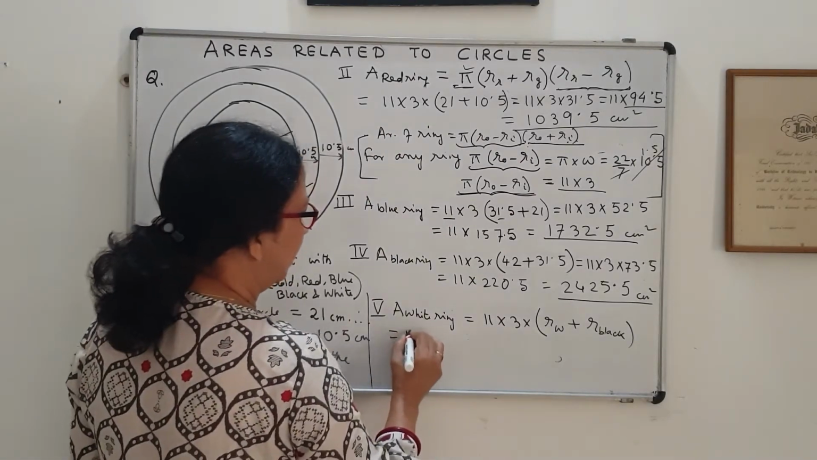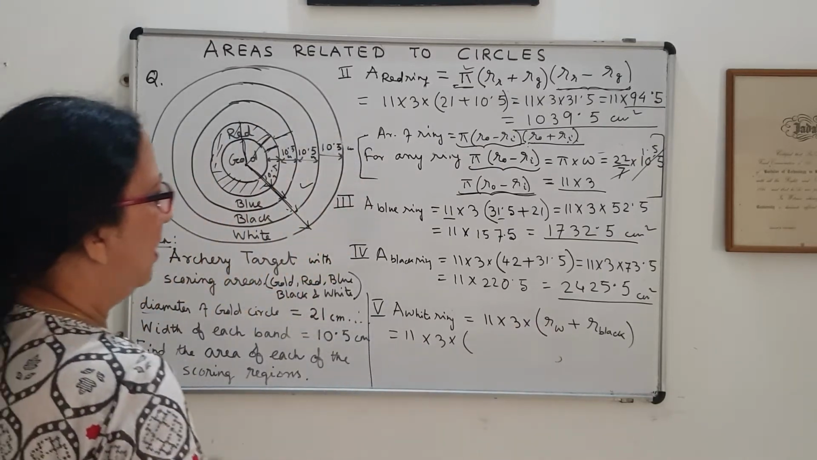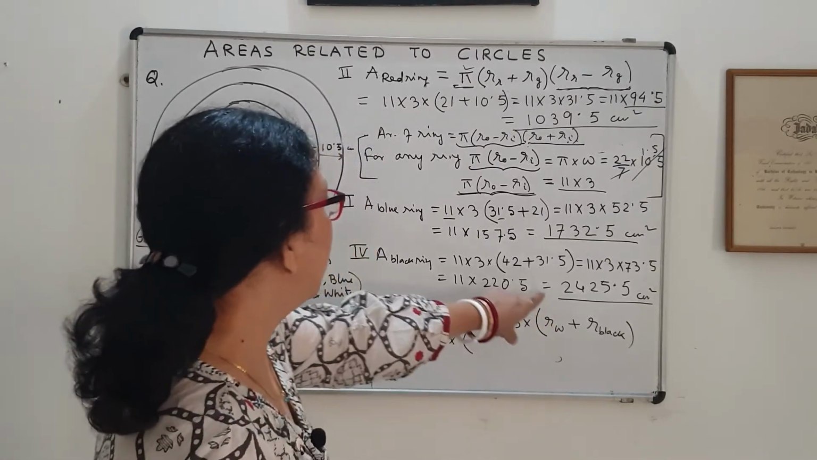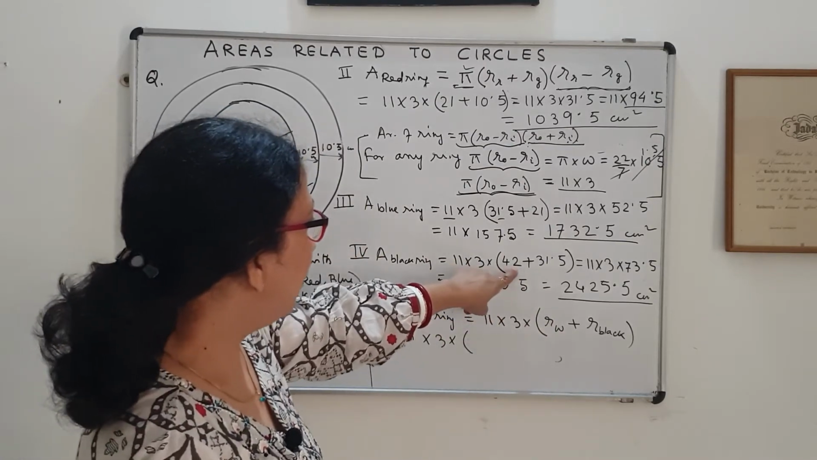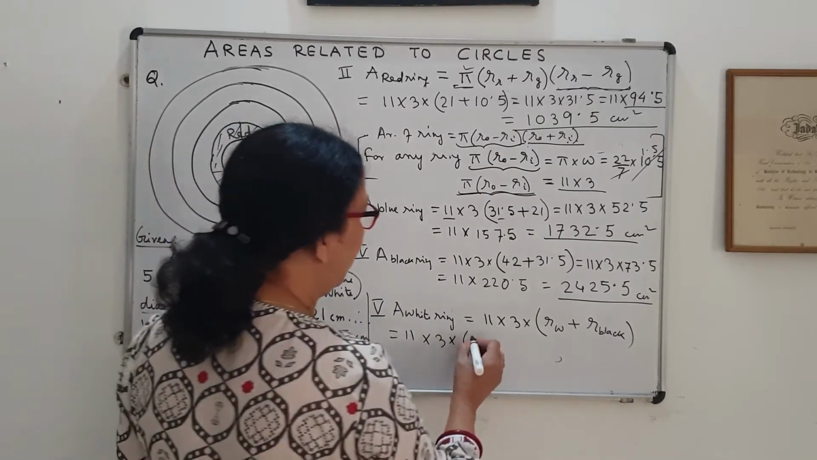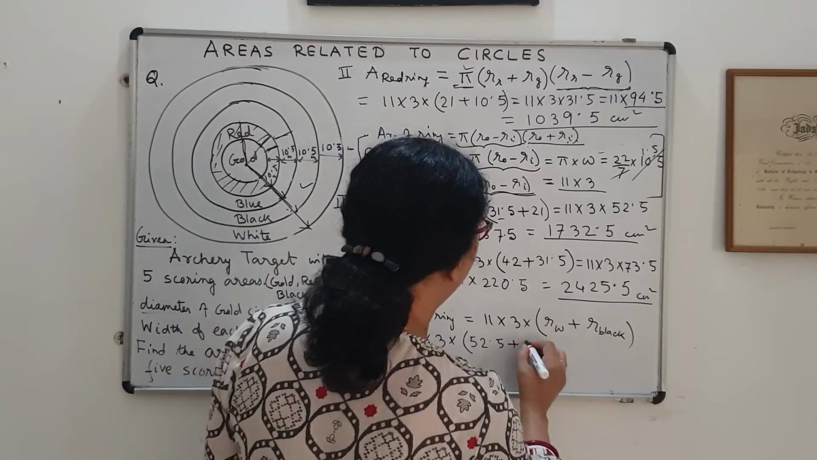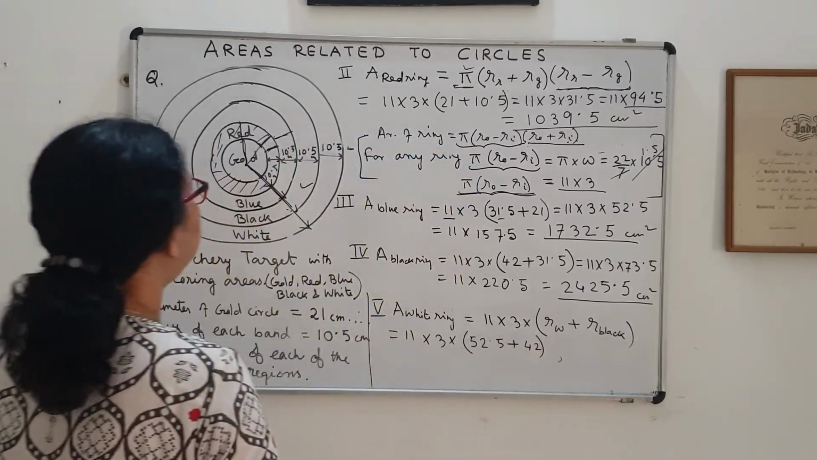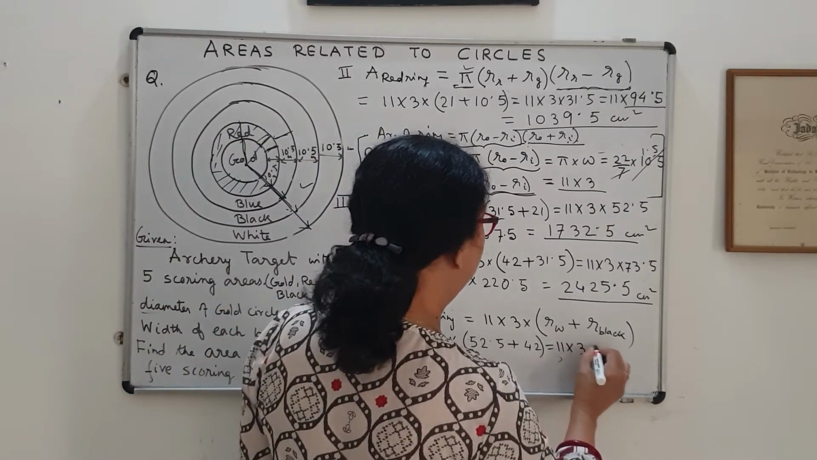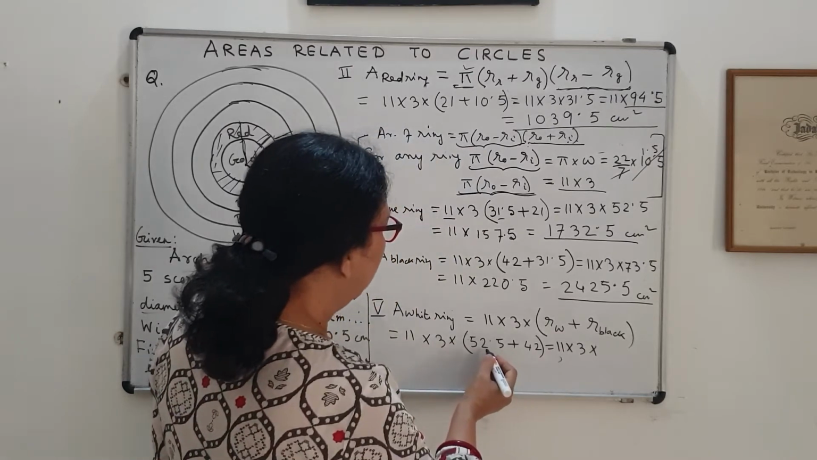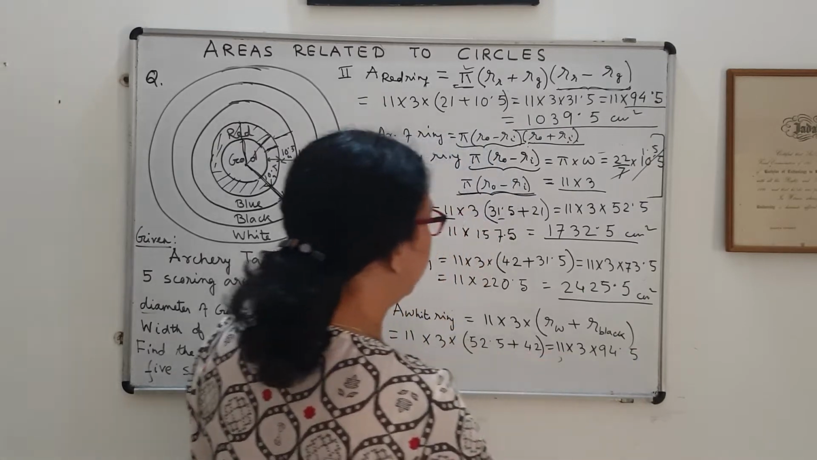So we keep 11, then 3, and then you put the values. What is the radius of white? That will be the radius of black plus 10.5. The radius of black was 42. So 42 plus 10.5, 52.5. And the black one was your 42 only. So it is 11 into 3 into, how much will it be? 94.5. 50, 40, 90, yes, 94.5.